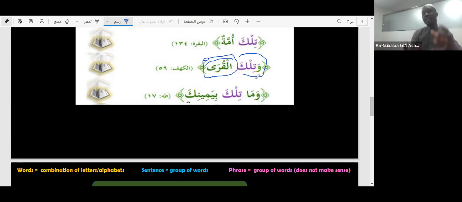So, tilkal-qura. What we are saying in essence is that those are villages. Don't get confused that we are using tilka to mean those, because this al-qura in Arabic language is considered as mu'annath. وَمَا تِلْكَ بِيَمِينِكَ يَا مُوسَى.